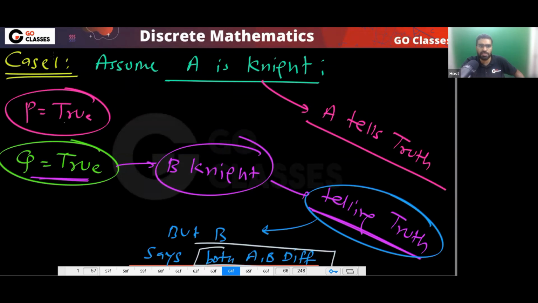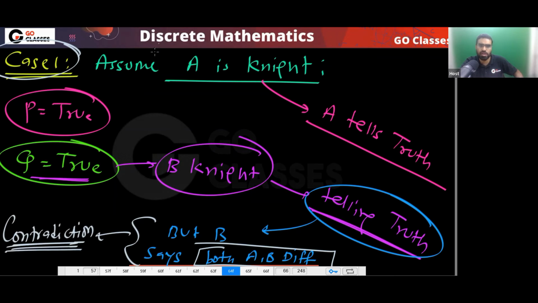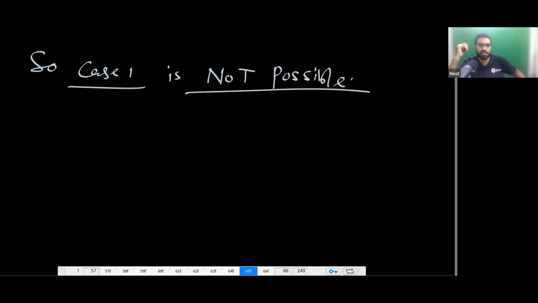So there is a contradiction in this case. Immediately what you can say? This case is wrong. Immediately you can say that there is a contradiction. So I can discard this case 1. So case 1 is never possible. Case 1 is definitely not possible.